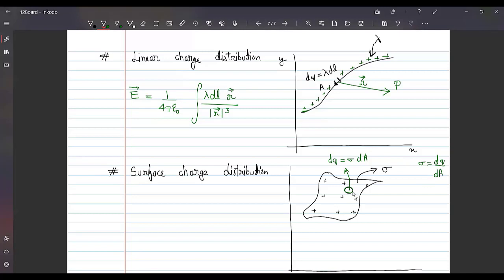If this is sigma, you want to find the electric field due to this charged particle at some point P, where this is your r vector. You can write the electric field due to this small region as 1 by 4 pi epsilon naught, and instead of dq you will write sigma dA, into r vector divided by mod of r cube. Same formula, but instead of dq we write sigma dA. And to find the electric field due to all the points on the surface, you use the integration sign.